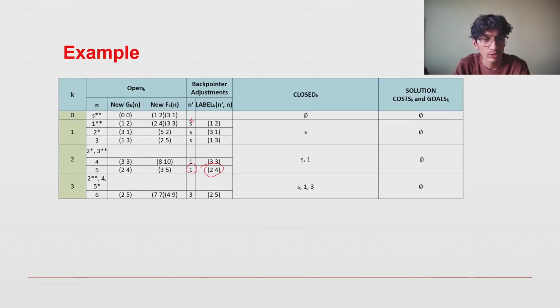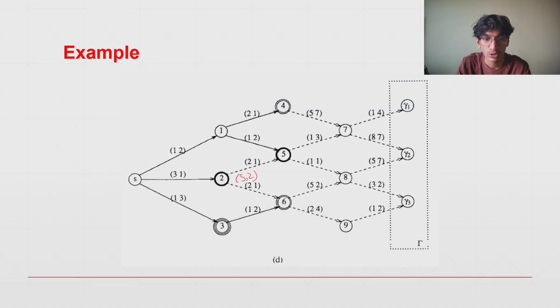So for 4 it was 8 comma 10, for 5 it was 3 comma 5, and for 6 it was 7 comma 7 and 4 comma 9. So 5 comma 2 still reigns supreme, so we will explore 5 comma 2. Now, sorry, we will explore node 2, which has the fn value 5 comma 2. If we explore 2, 2 has two possibilities, 5 and 6.